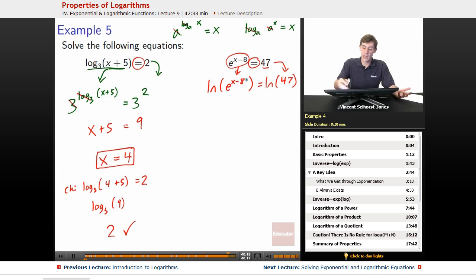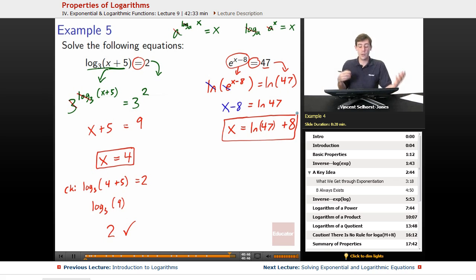So natural log of e to the x minus 8, well, natural log is just log base e, so these cancel out and the x minus 8 drops down. And equals natural log of 47, well, that's going to wind up coming out to be a pretty not simple number. It's going to have a lot of decimals, so let's just leave it as natural log 47 for right now. And we wind up getting, by adding 8 to both sides, natural log of 47 plus 8.